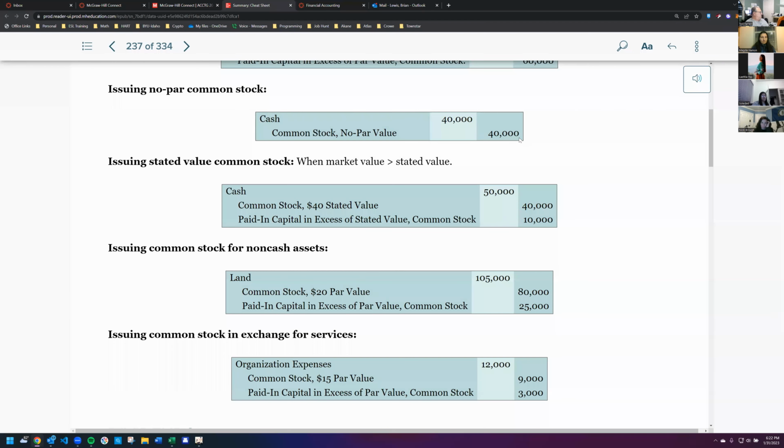You have to be given how many shares were sold, right? What the market price was when they sold, stuff like that. But anytime, if it was sold at $30, then you'd always split it out, $20 for par value and then the $10 paid in capital in excess of par in those two different accounts.